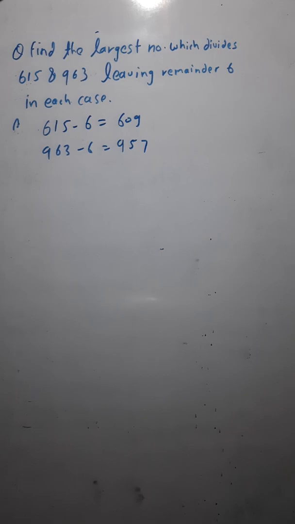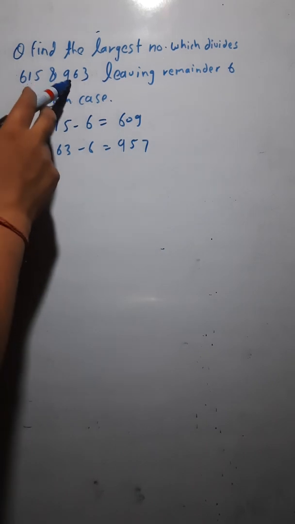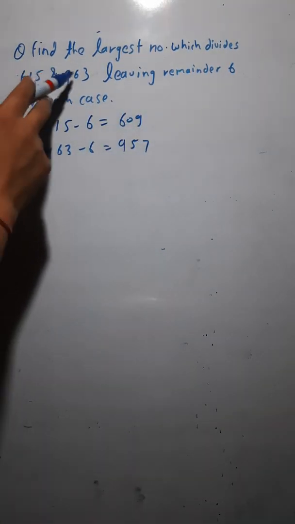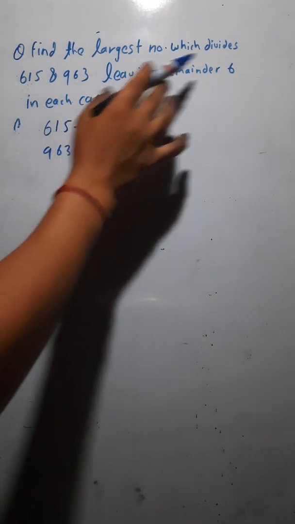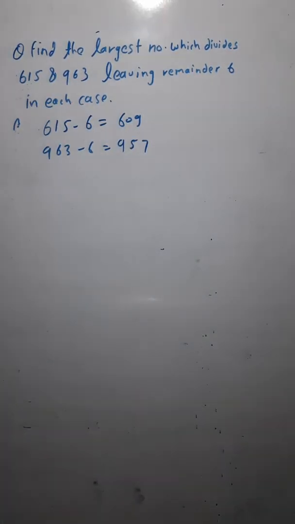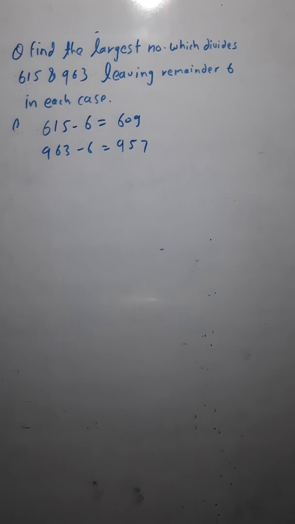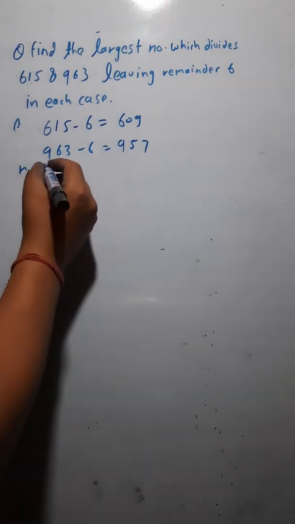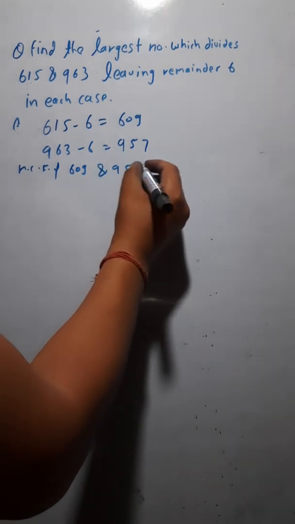So what do we do? If you are to find the largest number which would divide this and this exactly, then you find the HCF. But if it is talking about leaving a remainder also, then that remainder you have to subtract from both the given numbers. That you have to remember. So now we would find the HCF of 609 and 957.